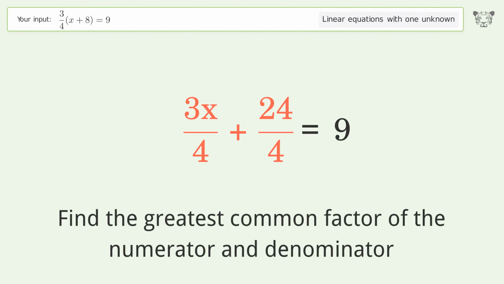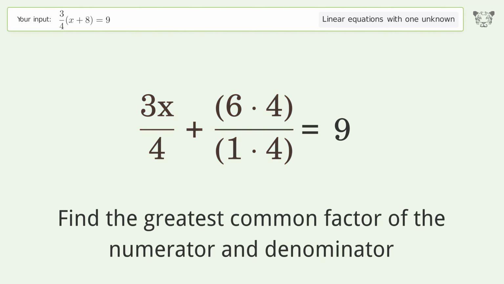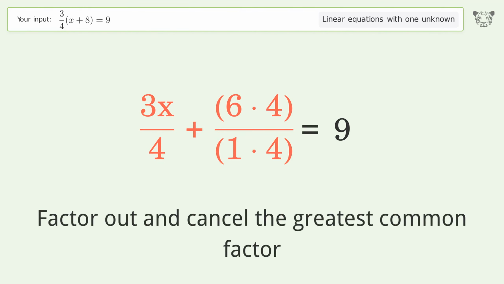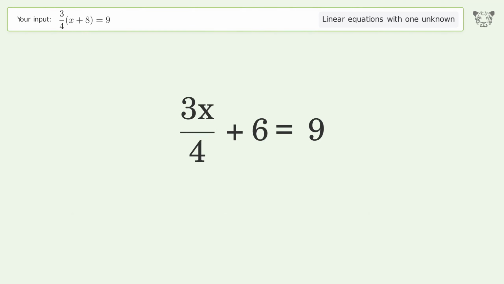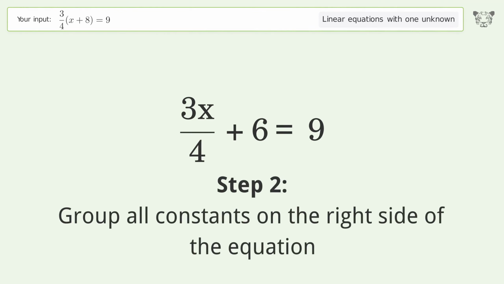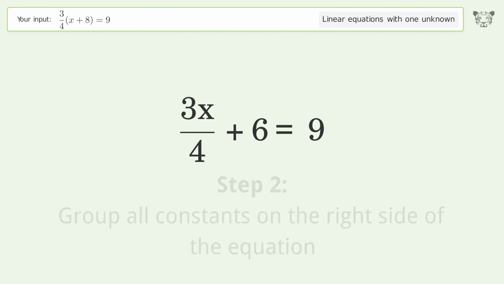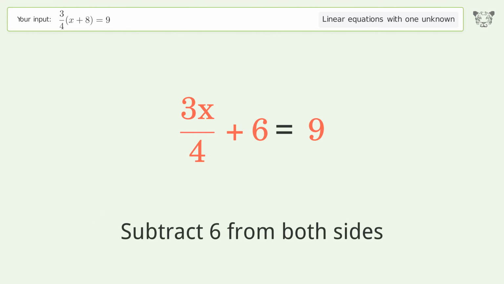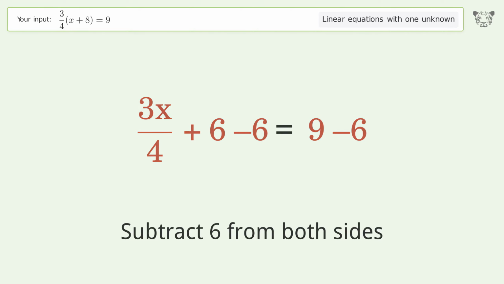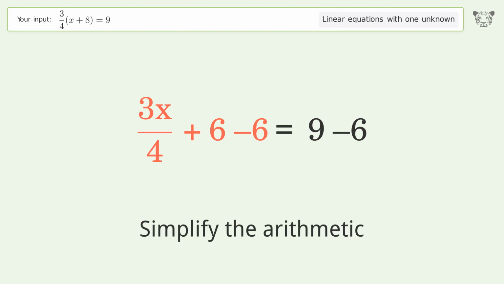Find the greatest common factor of the numerator and denominator. Factor out and cancel the greatest common factor. Group all constants on the right side of the equation. Subtract 6 from both sides. Simplify the arithmetic.